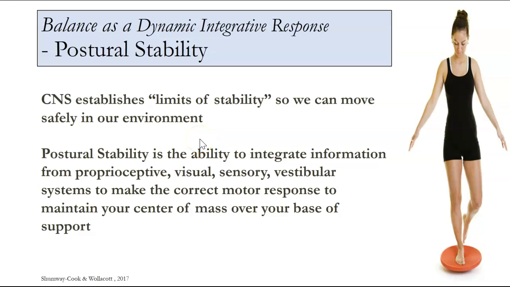Balance is very much about postural stability, maintaining your posture as you go through all these challenging different movements and tasks. We have limits of stability. What are limits of stability? How far can you bend over and reach before you fall? Obviously, when you're older, you can't reach too far before you lose your balance. When you're younger, you can reach quite far. Postural stability is the ability to integrate information from the proprioceptive, visual, sensory, and vestibular systems, all these different systems coming into your brain all at the same time, coordinating it to keep you upright and off the floor.